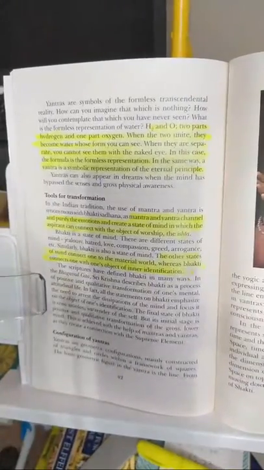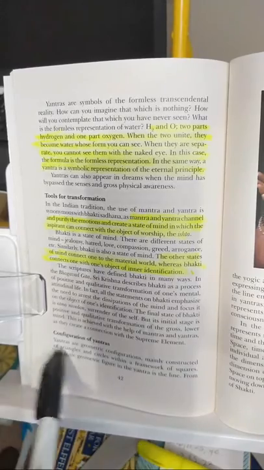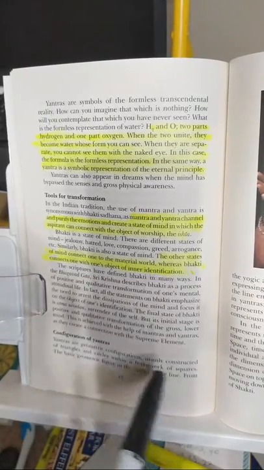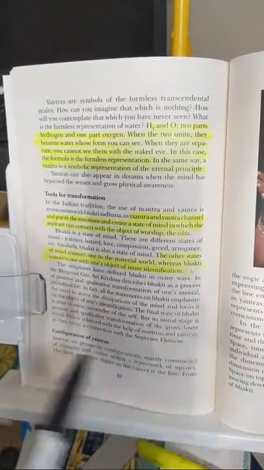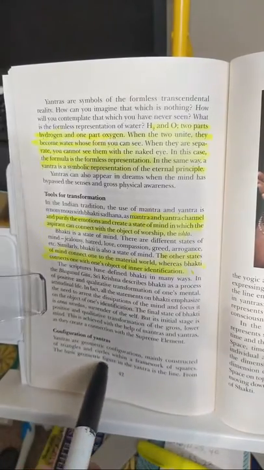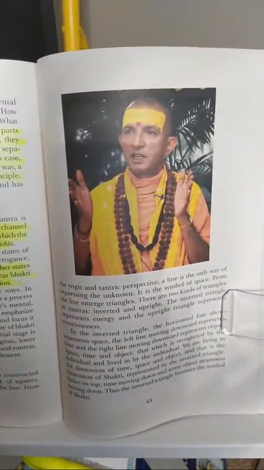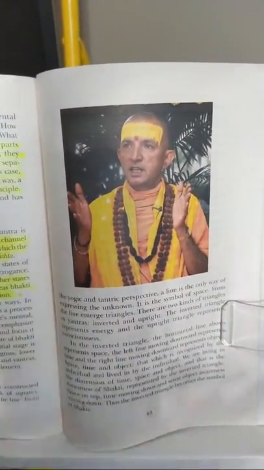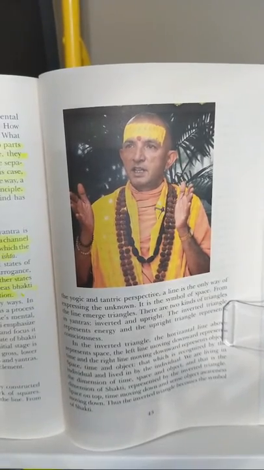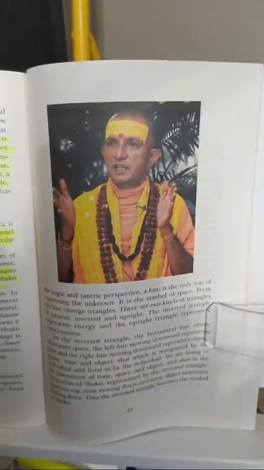Yantras are geometric configurations mainly constructed of triangles and circles within a framework of squares. The basic geometric figure in the yantra is the line. From the yogic and tantric perspective, a line is the only way of expressing the unknown. It is the symbol of space.